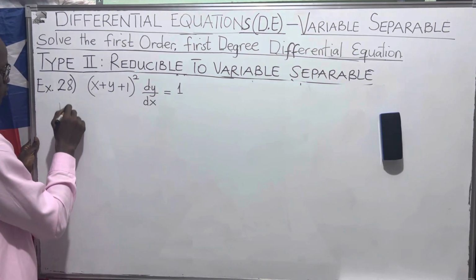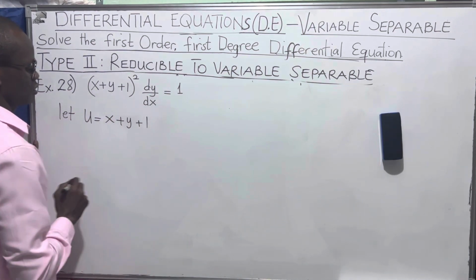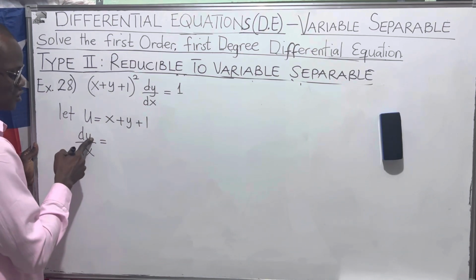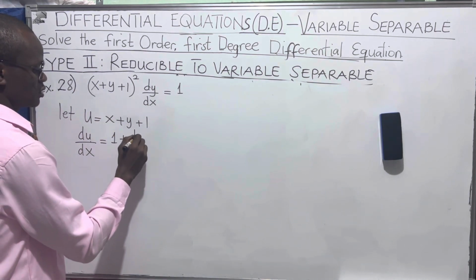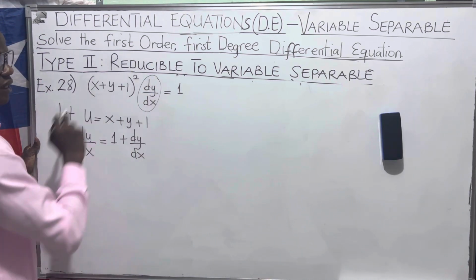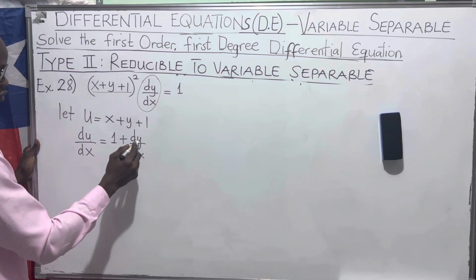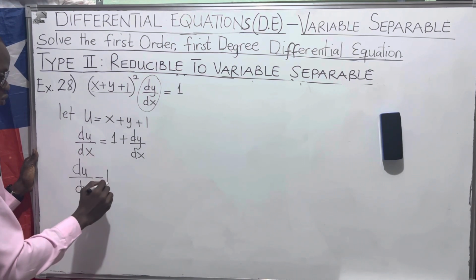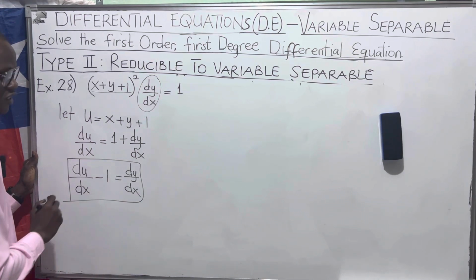So we can say let u equal x plus y plus 1. So du by dx, differentiating u with respect to the independent variable x, is just 1 plus dy by dx. The next thing we need to do is solve for dy by dx, because we have already substituted the other part with u. So we make it the subject of the equation: du by dx minus 1 equals dy by dx. So you have solved for dy by dx.